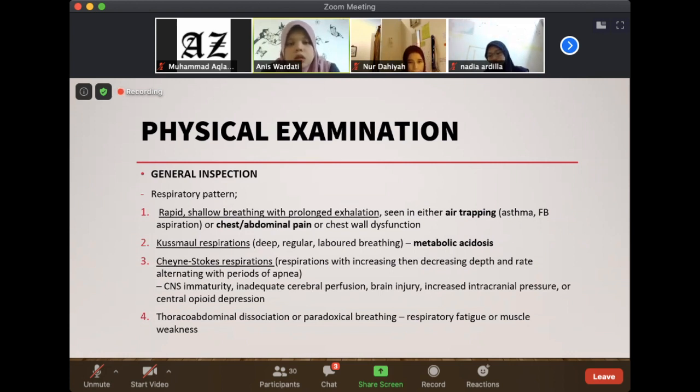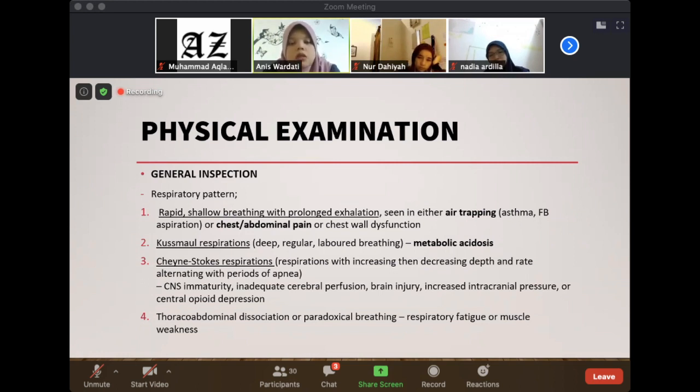Deep, regular, labored breathing indicates metabolic acidosis. Or the change in respiration is more towards CNS pathology, for example CNS immaturity in a premature baby, where the higher center is still not fully developed. Or if there is inadequate cerebral perfusion, brain injury, or increased intracranial pressure, the patient can present with a change in respiration. And the last one is paradoxical breathing.